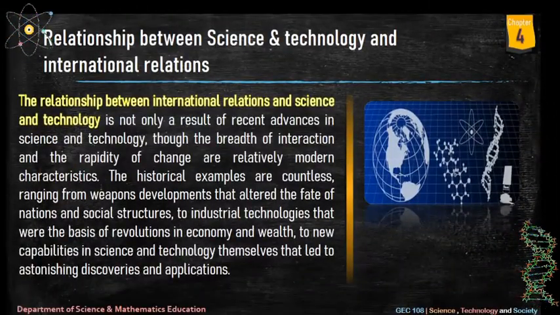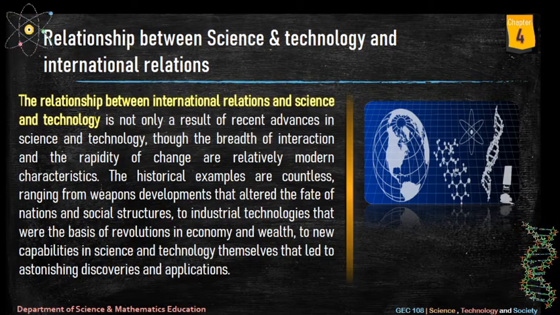Relationship between science, technology and international relations. The relationship between international relations and science and technology is not only a result of recent advances in science and technology, though the breadth of interaction and the rapidity of change are relatively modern characteristics. The historical examples are countless, ranging from weapons developments that altered the fate of nations and social structures, to industrial technologies that were the basis of revolutions in economy and wealth, to new capabilities in science and technology themselves that led to astonishing discoveries and applications.